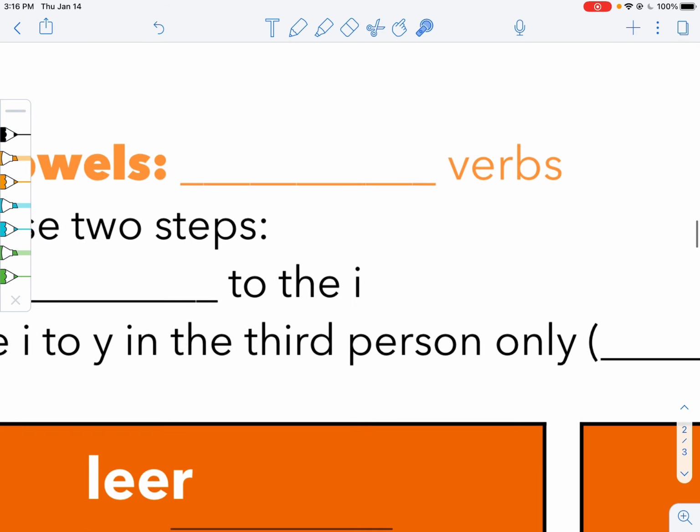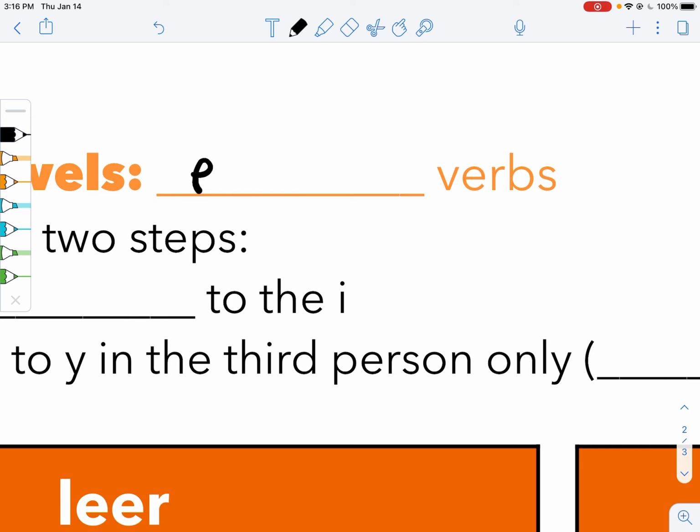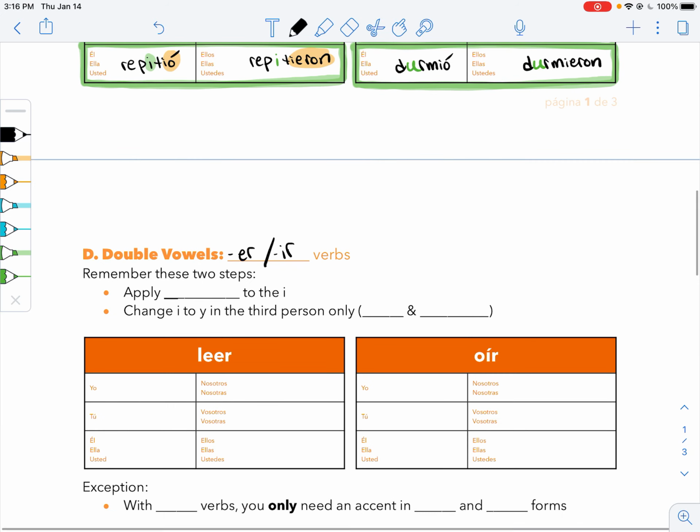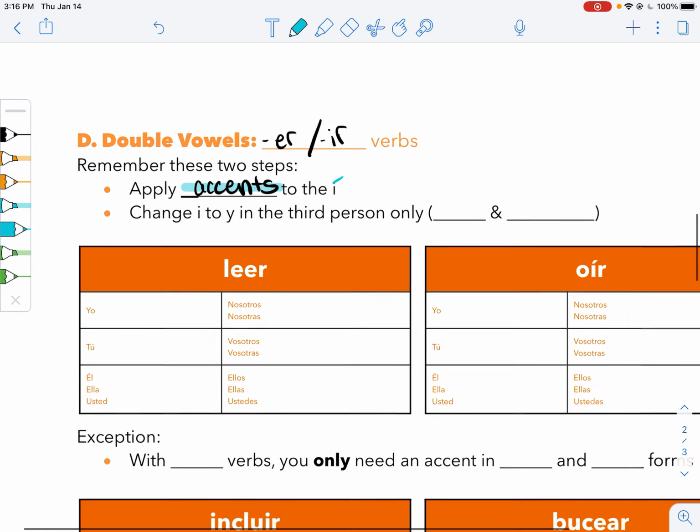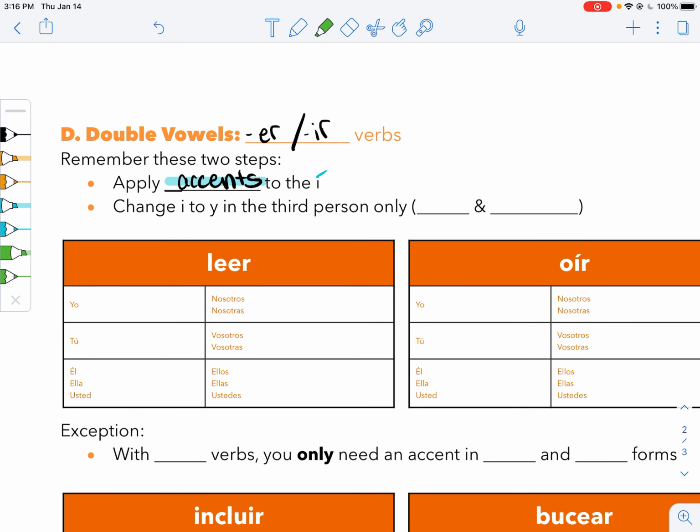Our double vowel verbs are only going to be important in the preterite if they are ER verbs or if they are IR ending verbs. So what you want to do first is conjugate them normally, but when you do, apply accents to the I in the ending. You'll add accents to the I's so they'll become I with accent. And then in your third person, and your third person only, remember third person is your él people and your ellos people, you're going to change that I to a Y.